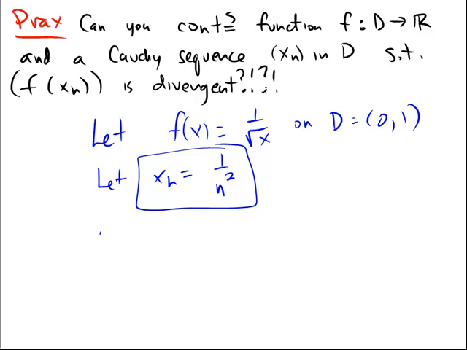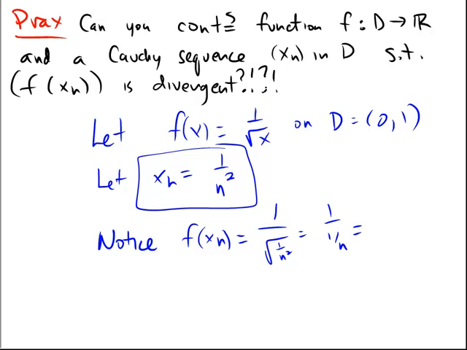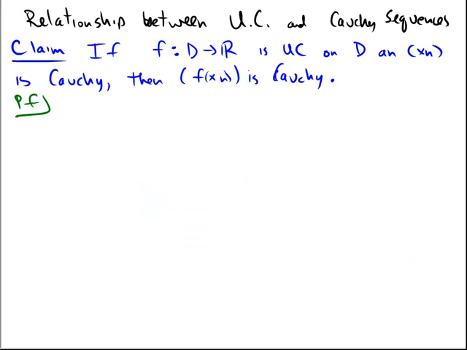But what is f of xn? Well, f of xn is 1 over the radical of 1 over n squared, which is 1 over 1 over n, which is n. And n diverges to positive infinity. So that actually leads us into the relationship between uniform continuity and Cauchy sequences.